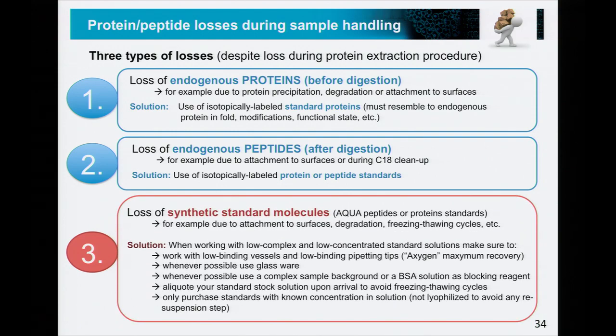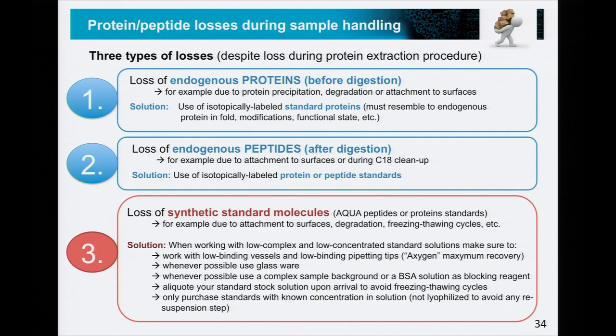And then there's a 3rd type of loss, which I think often is forgotten, but when you have worked a lot with these synthetic standards, as I did, you can actually also lose synthetic standards before you manage to add them into your sample. Actually, it's very easy to lose. And then you think you have added 50 femtomol, but in fact you added only 10. And that is the reason why you must be very careful when you order these synthetic reference peptides, these expensive peptides at high concentration, to make these peptide losses minimal.